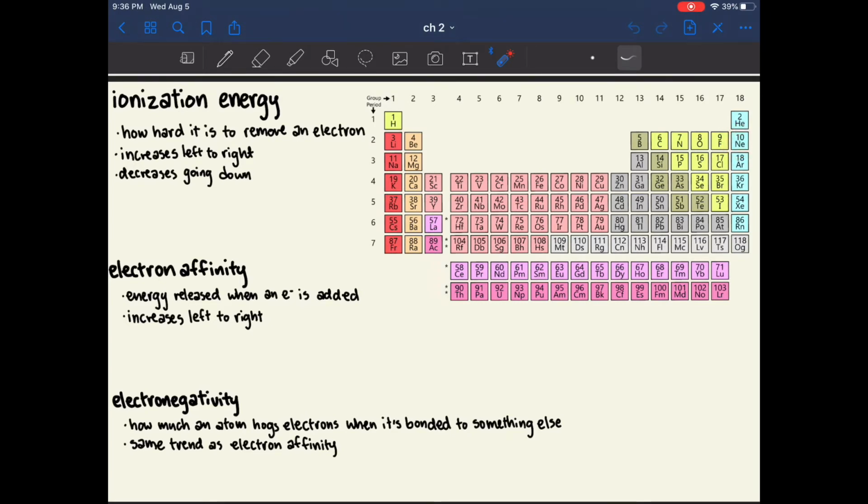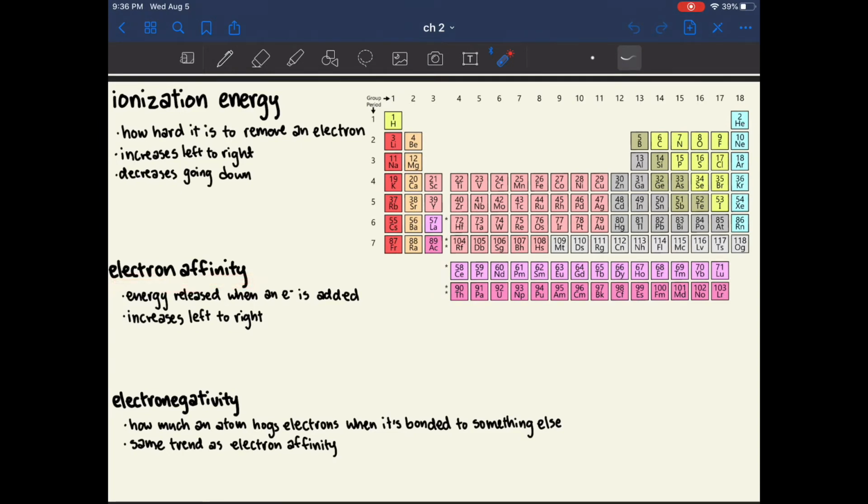So this trend of ionization energy also decreases going down, because as you go down, the valence electrons get further and further away from the nucleus. So if the valence electrons are further away, they feel less of an attractive force, and so it's easier to remove them. The next periodic property is electron affinity.